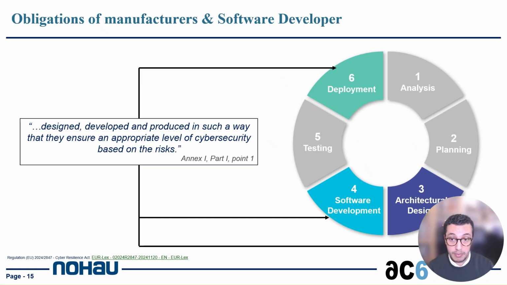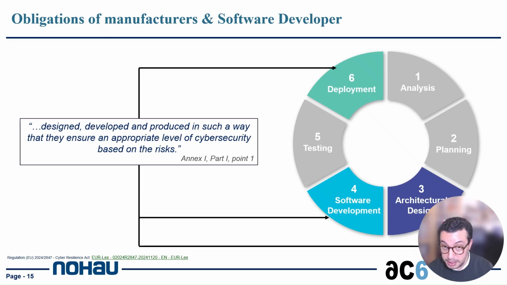So yeah, if I want to summarize the CRA a little bit, I like to show it like this. This wheel maps the CRA obligations into multiple parts. We have multiple steps: analysis, planning, architecture, design, software development, testing, deployment. These are all the stages. And this is not just legal or compliance.